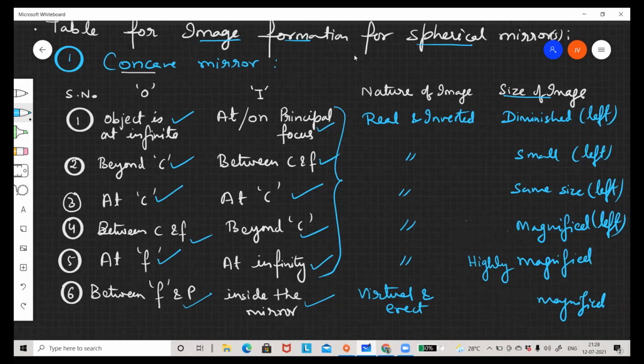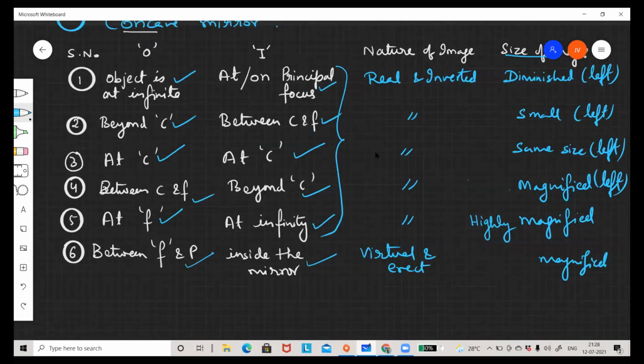I know that there is only one place where it is highly magnified. Some books write big, magnified, big, as if that one terminology is going to change that, but this is it. Okay, so I'm just moving on the screen. We'll go for the convex mirror.